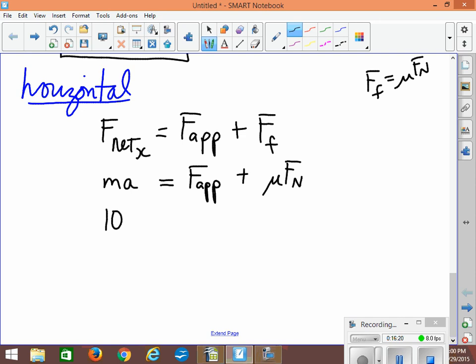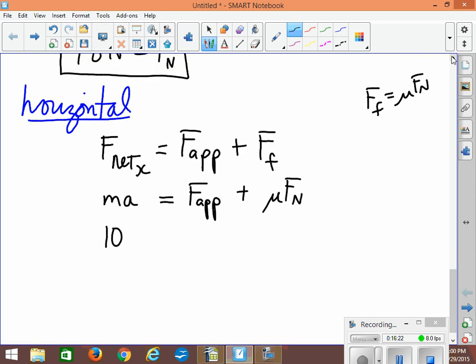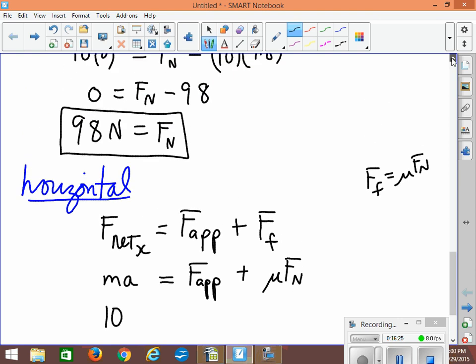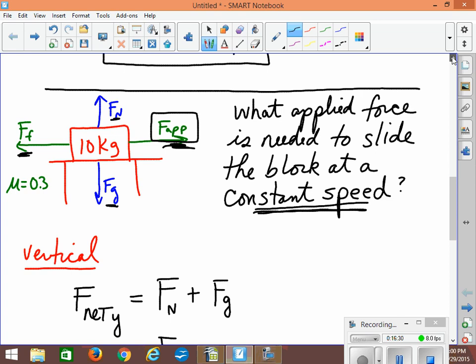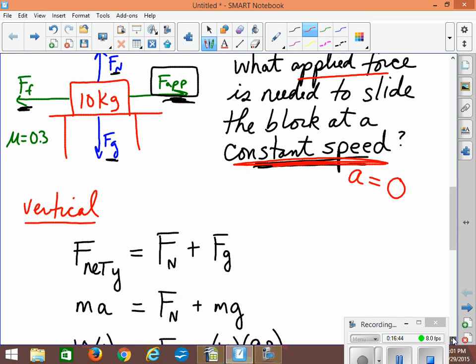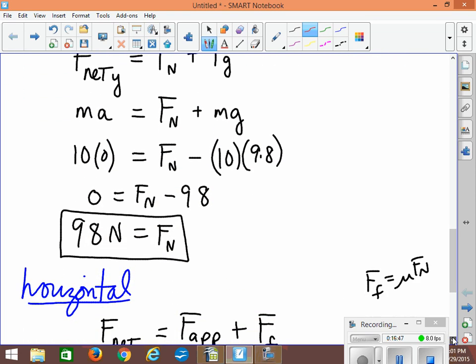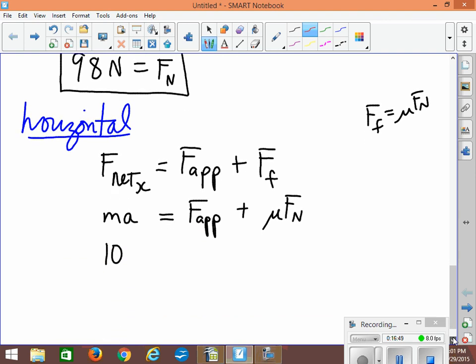Now, acceleration. Well, in the first example we did, that's what we calculated. But here, we're not calculating acceleration. The question asked us what applied force would be needed to move the block at a constant speed. Well, if you're moving at a constant speed sideways, that means that the acceleration sideways is also 0. So there's no acceleration here because of the constant speed, which means I can put a 0 in this one as well. So it's going to be nice and simple, just like the vertical forces.